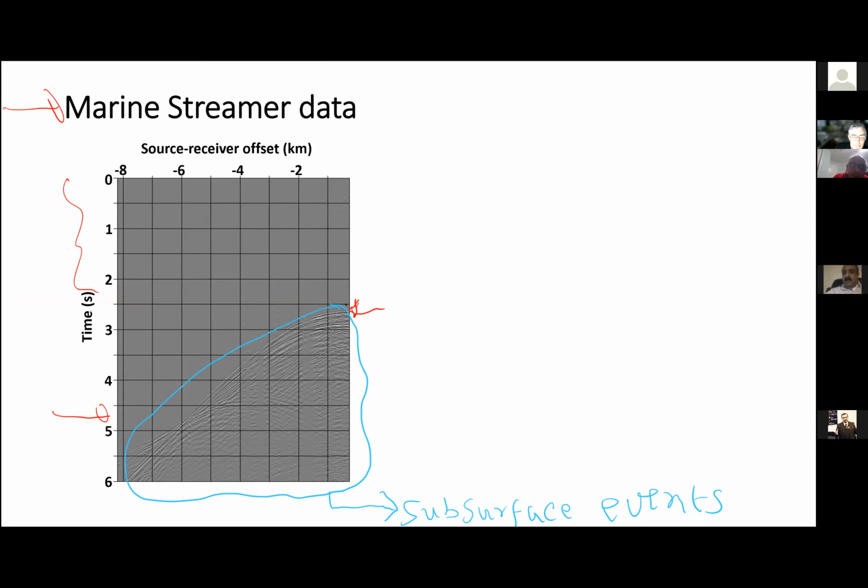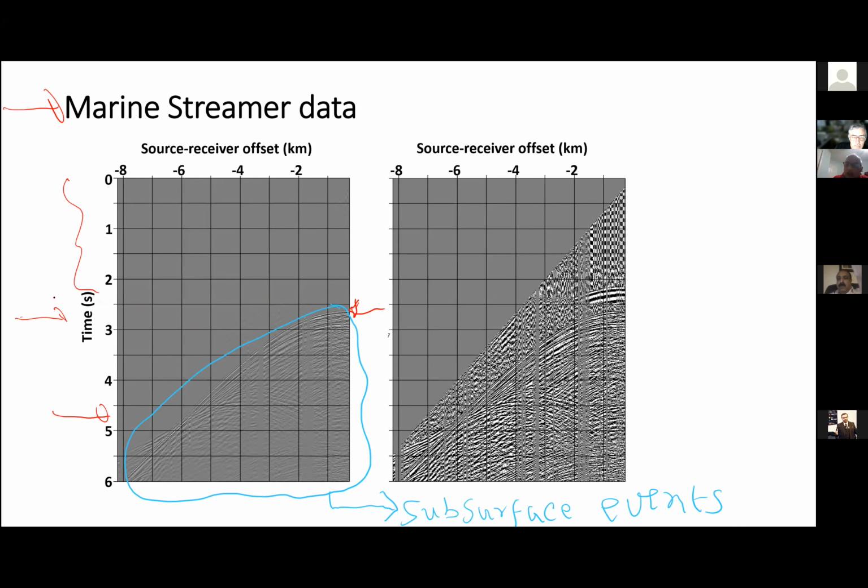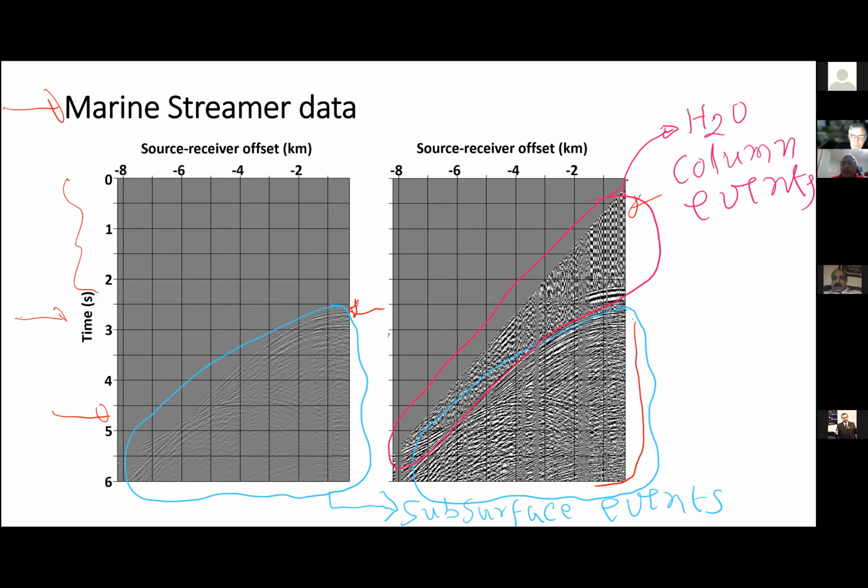However, if you take the same data and increase the amplitude many folds, you can see the same subsurface events, shown in blue here, and I just marked them again. But on top, you see something else. I am going to show you a better picture soon, but these are events coming from the water column itself.